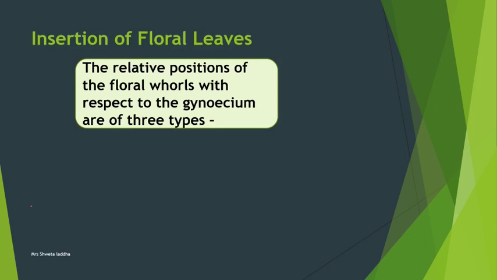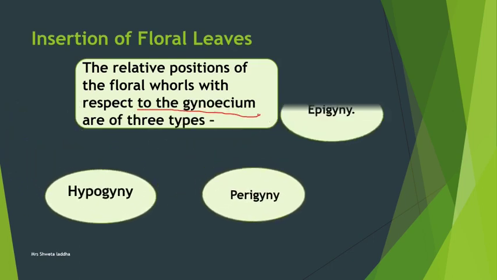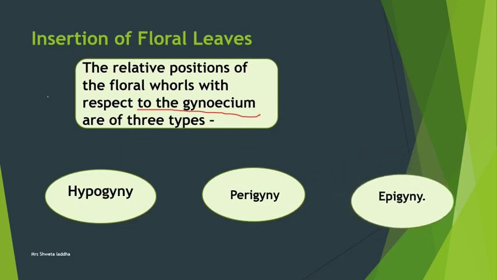I again repeat, which are the four floral whorls? The calyx, the corolla, the androecium and the gynoecium. We are going to study the positioning or arrangement of these three floral whorls, the calyx, the corolla and the androecium, with respect to the gynoecium. This is termed insertion of floral whorls or leaves. These are of three types: hypogyny, perigyny, epigyny. Hypo means below the gynoecium, peri means surrounding the gynoecium, epi means above the gynoecium.